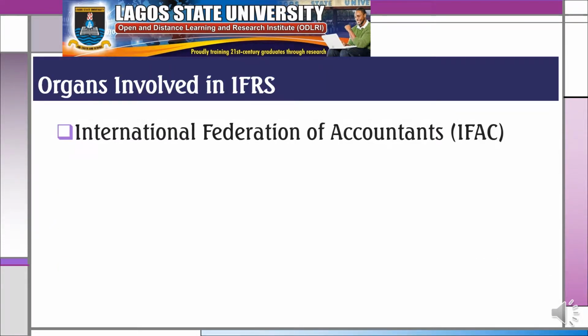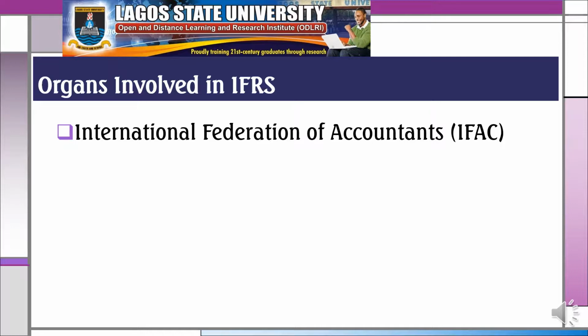So what are the organs involved in IFRS? When we say organs involved in IFRS, we simply mean what are the bodies, what are the institutions that are responsible for issuing and promoting the acceptance of IFRS. The first one is IFAC, the International Federation of Accountants.